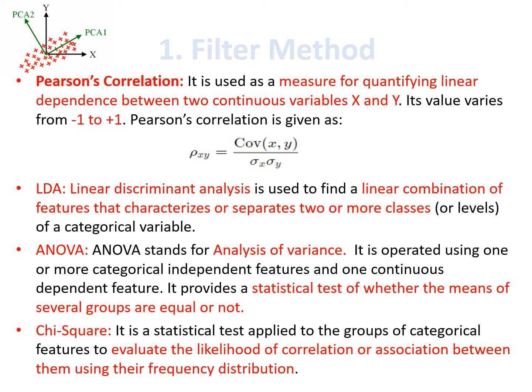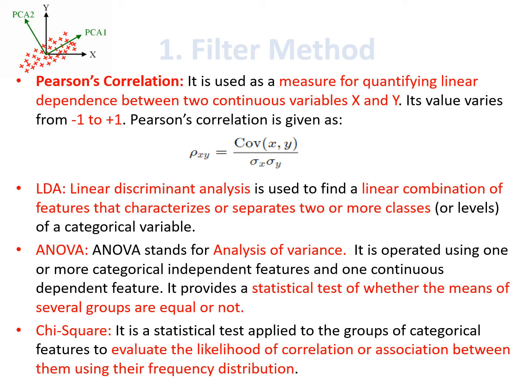Here we can see the statistical measures which are used in the filter method. First is Pearson's correlation. It's also termed as Pearson's correlation coefficient. It is used as a measure for quantifying linear dependence between two continuous variables x and y. This Pearson's correlation coefficient is normally denoted by the letter rho. Rho of xy can be calculated as covariance of xy divided by sigma x into sigma y.